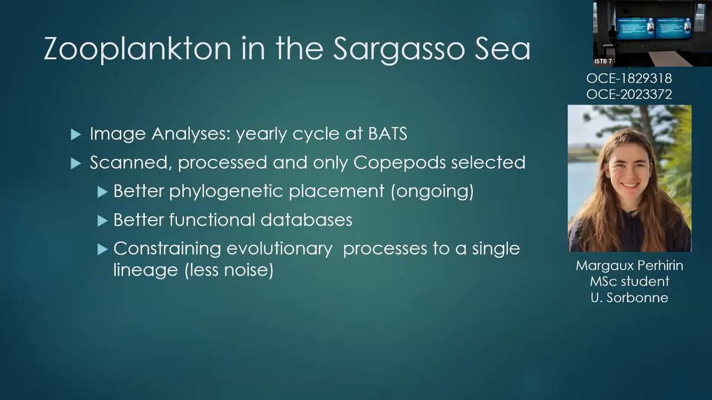This is the analysis of another yearly cycling batch, but using images, and it's the same as in the previous one. So we scan and process. We only pick copepods. This is important. Why only copepods? Because I can have a better phylogenetic placement. I have a very good tree of copepods, so I can take the copepod sequences and put them in that tree. And that is going to give me other measurements about phylogenetic shifts between communities.